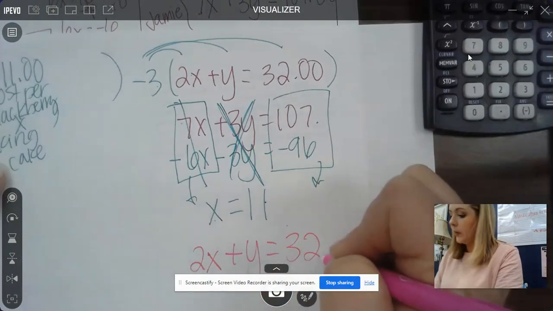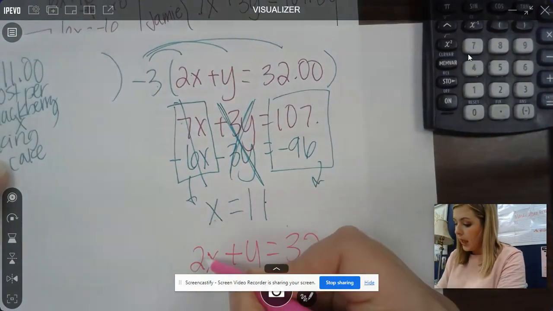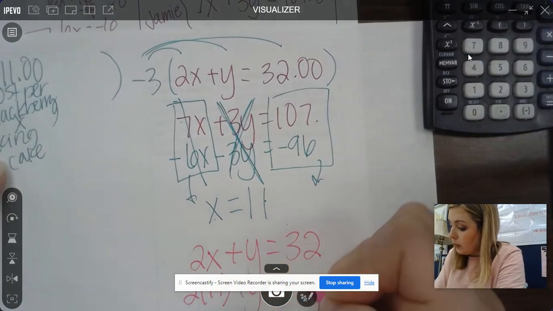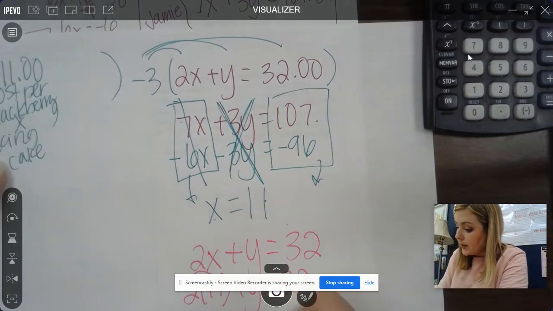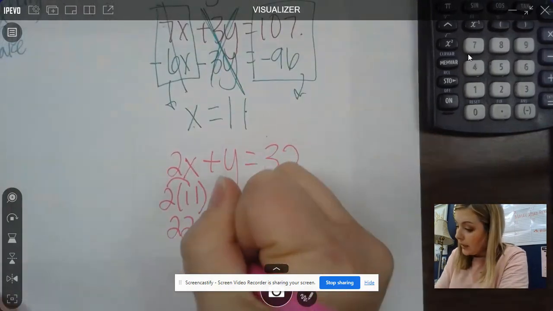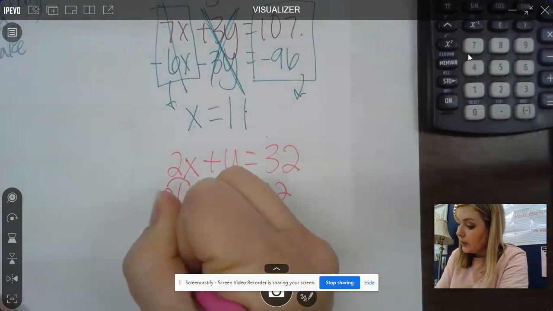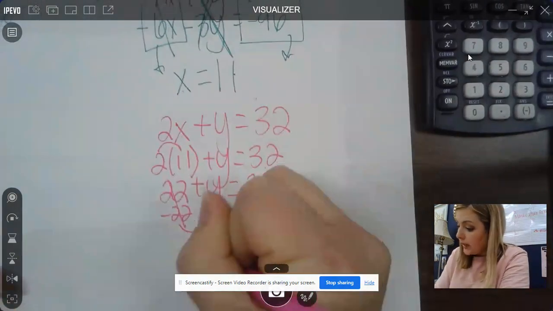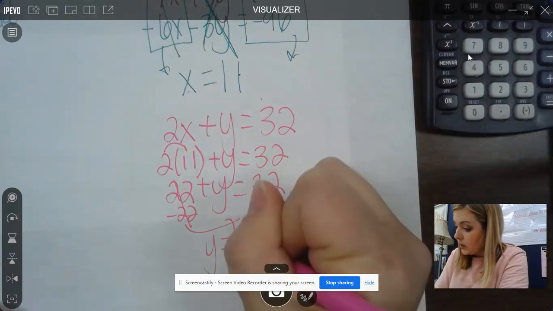I like to write out the full equation. And then I'm going to plug in x as 11. So 2 times 11 plus y equals 32. 2 times 11 is 22 plus y equals 32. Bring this over as a minus 22. And y is going to equal 32 minus 22, which is 10.